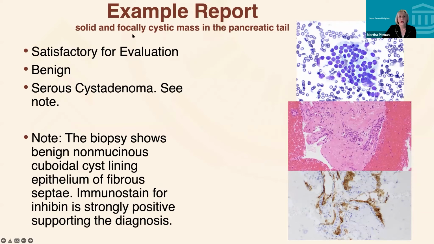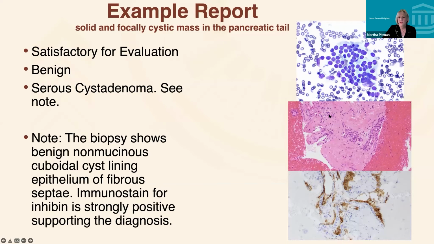Here's an example of a solid and focally cystic mass. Because these are often microcystic, they can look quite worrisome, and the clinicians don't have a clue that these are serous cystadenomas. And here's an example of a Diff-Quik with the non-mucinous, bland appearing cuboidal epithelium.